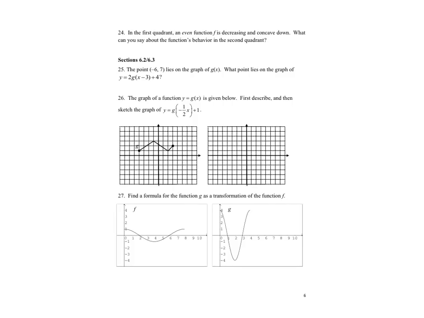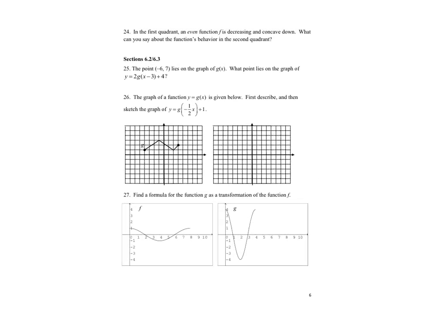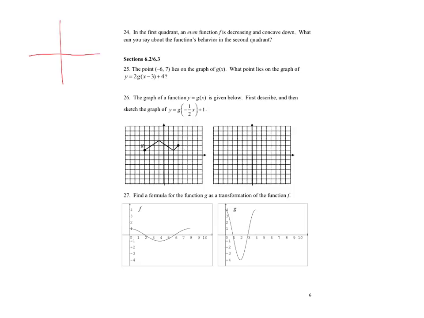This one says, in the first quadrant, an even function, f, is decreasing and concave down. So let's just draw a little sketch. In the first quadrant, it's decreasing and concave down. So decreasing, that's this way, and concave down, so like that. So it's doing something like that in the first quadrant.